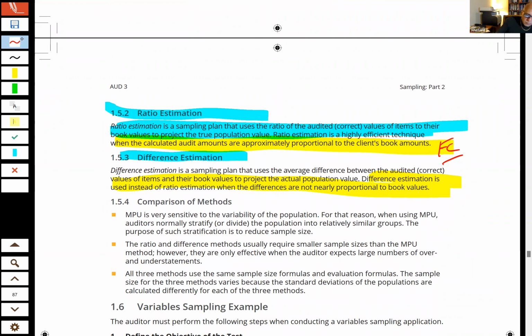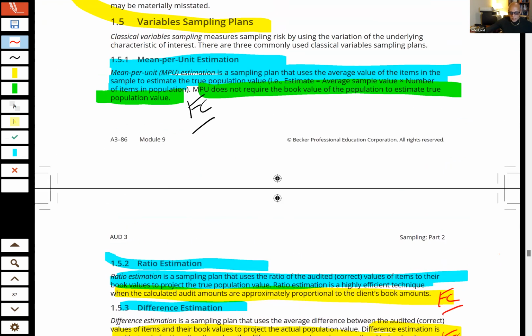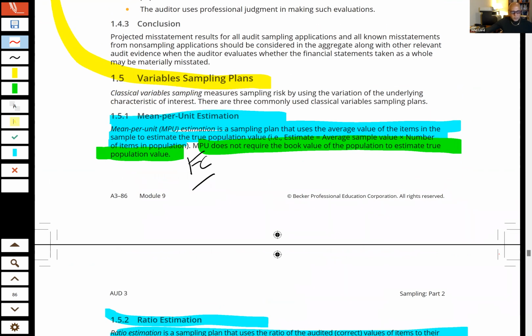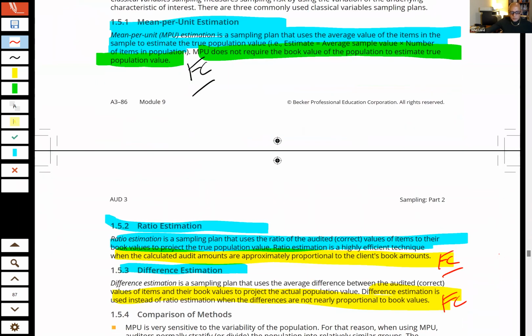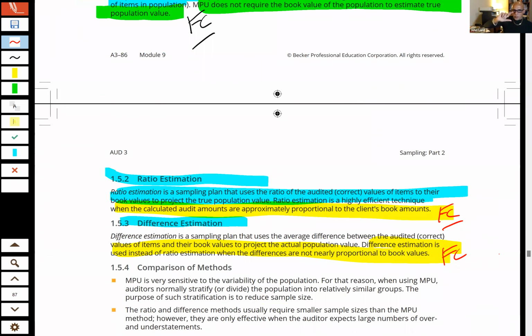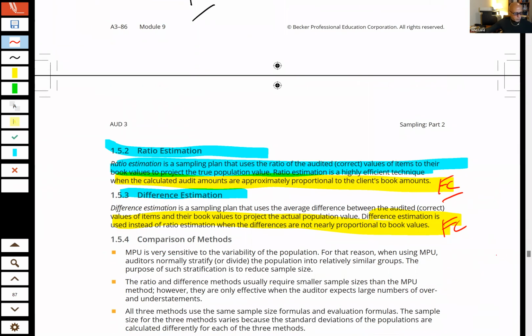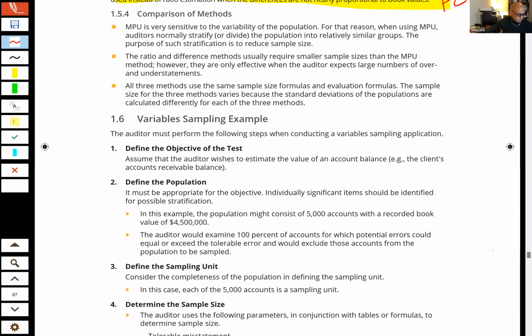Okay, so if you look back at these 3 methods, and we're going to come up with an actual numeric example here in a couple of minutes, when you look at these 3 methods, it's all about book value, isn't it? With mean per unit, we didn't need the book values for our point estimate. Ratio, we used it when they were pretty close. And then difference estimation if we thought the audited values to the book values were not proportionate. Okay, now you come over and we want to determine the sample size.